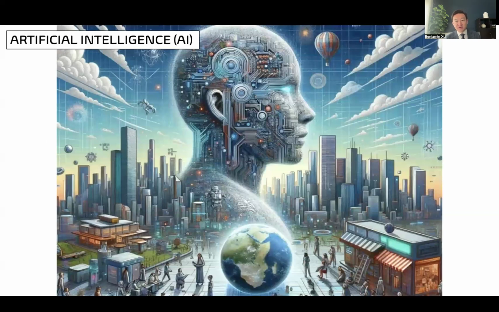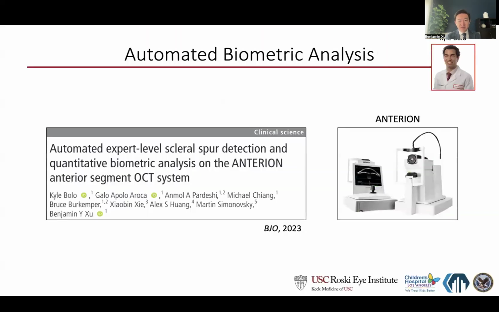Fortunately, we live in the era of artificial intelligence, or AI. AI is a powerful transformative technology that can help us automate aspects of clinical care and image analysis. This is a paper we published last year in collaboration with Heidelberg Engineering, in which we developed an AI algorithm that provides automated expert-level scleral spur detection and therefore quantitative biometric analysis of ASOCT images.